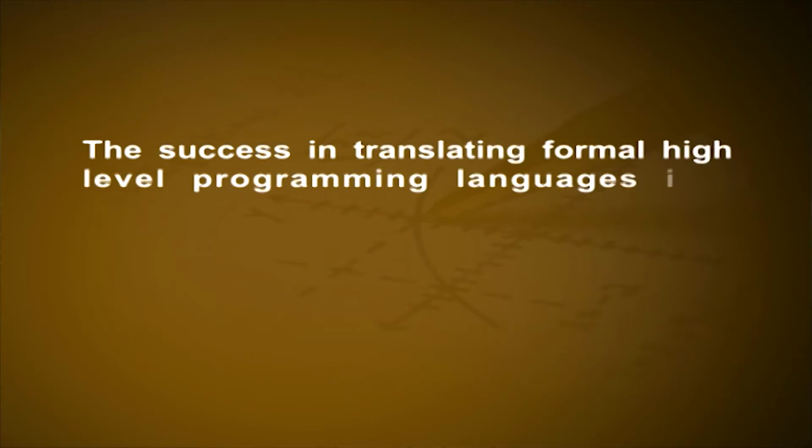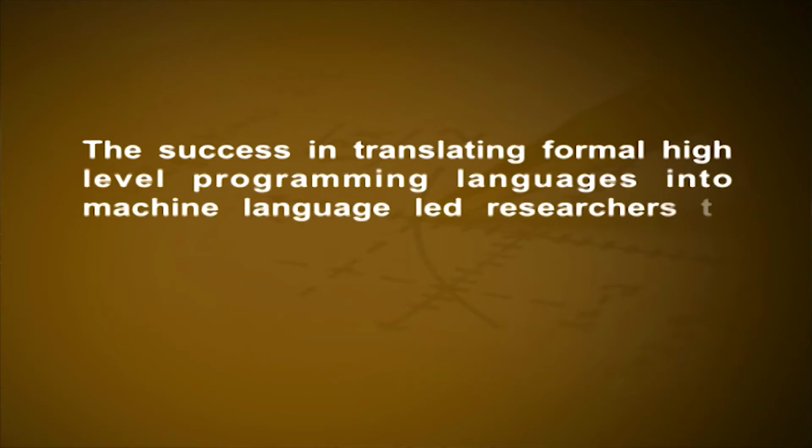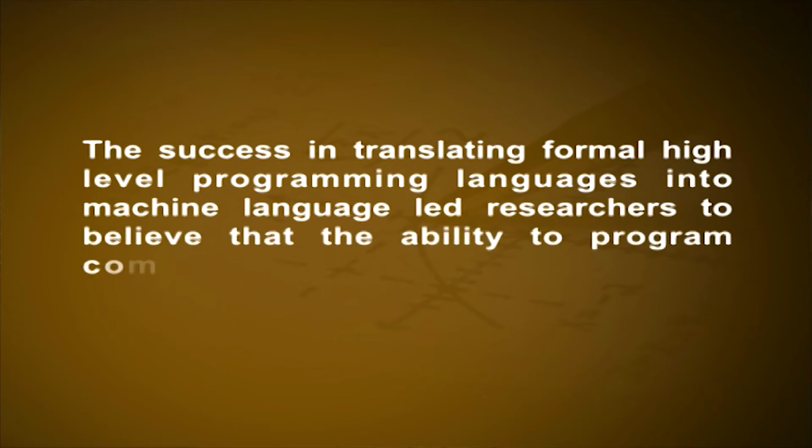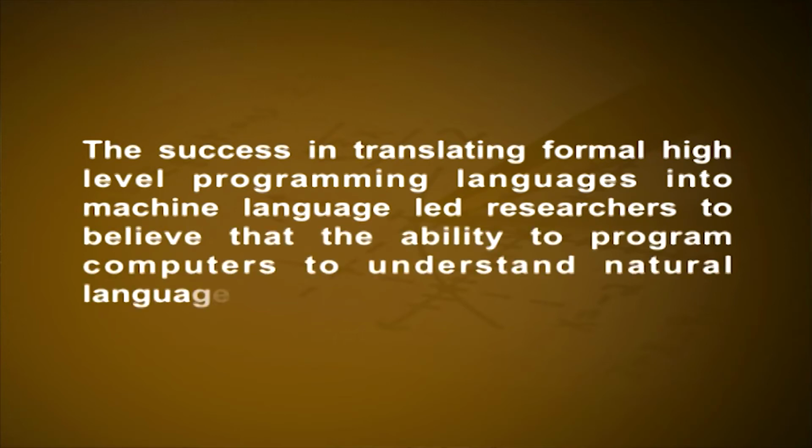The success in translating formal high-level programming languages into machine language led researchers to believe that the ability to program computers to understand natural language was easy. But programming languages are constructed from well-designed primitives so that each statement has only one grammatical structure and only one meaning. But a statement in natural language can have multiple meanings depending on its context.